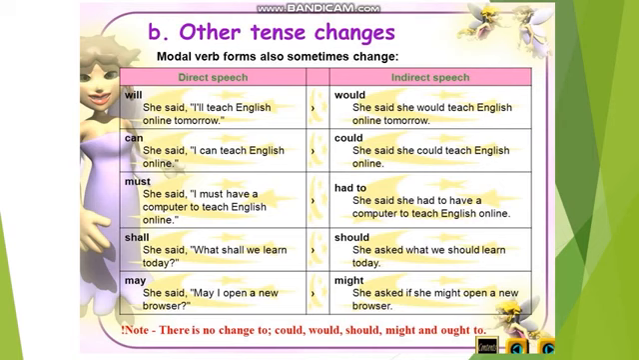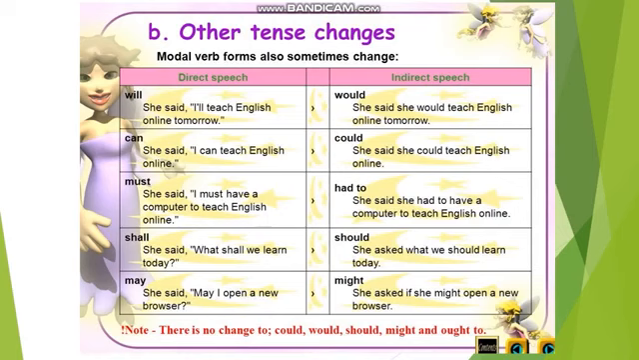The forms of modal verbs in direct speech change in indirect speech, when the reporting verb is in the past, as follows. Will changes to would. She said, "I'll teach English online tomorrow." She said she would teach English online tomorrow. Can changes to could. She said, "I can teach English online." She said she could teach English online.